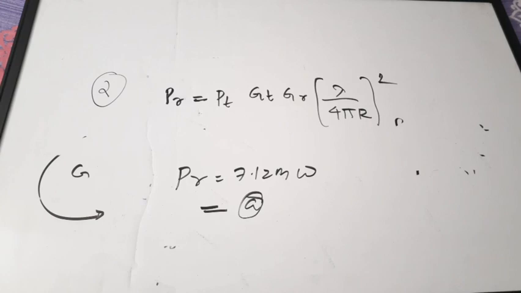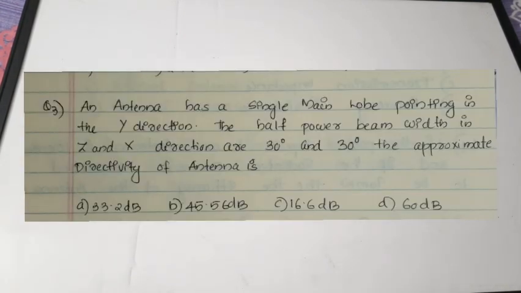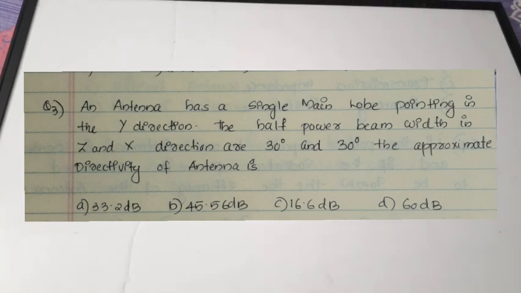Now moving on to the third question. The third question is a little bit simple; if you know the equation, you can solve it. An antenna has a single main lobe pointing in the Y direction. The half power beam width in Z and X direction are 30 degree and 30 degree. The approximate directivity of antenna is dash.